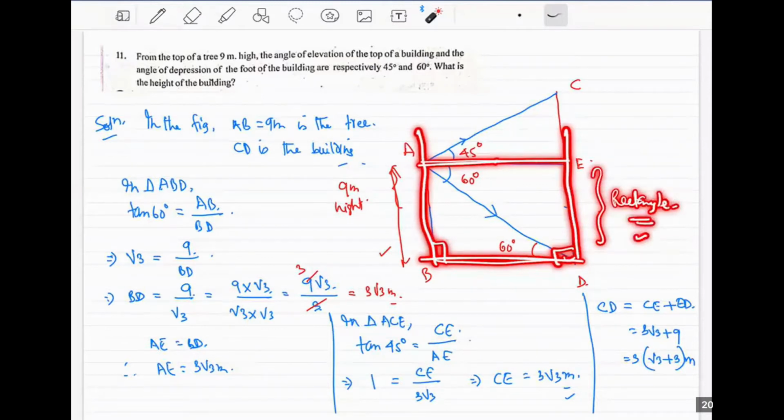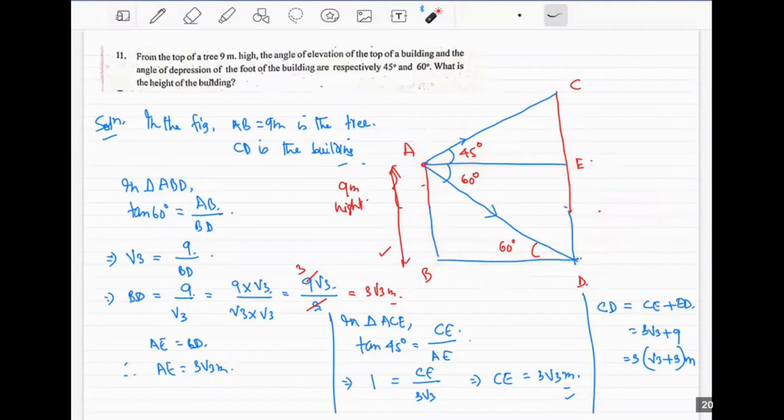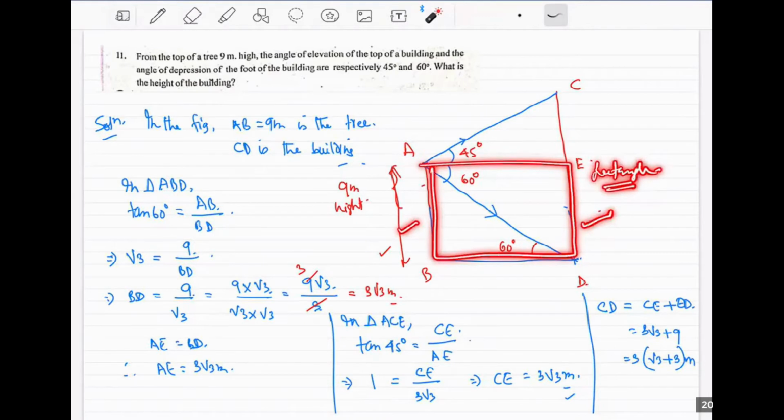What happens in the rectangle? In a rectangle, the opposite sides are equal, these two also. So this whole thing AEDB is a rectangle. So in a rectangle, AB is equal to ED, AE is equal to BD. Clear? Yes, sir. All right.